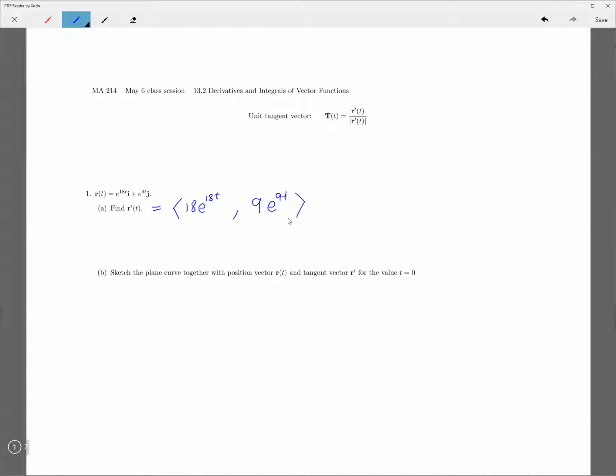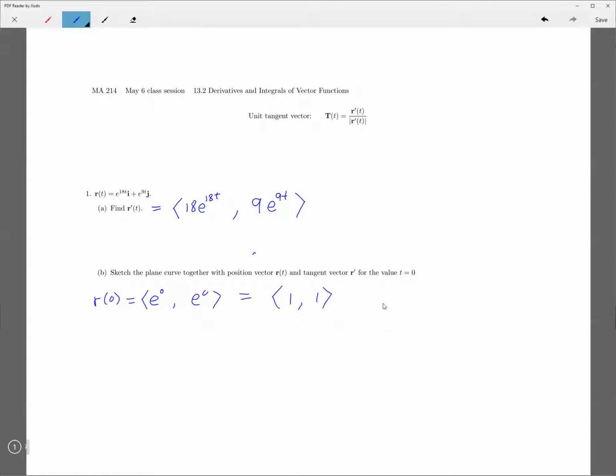Then for part B, it's asking us to sketch the plane curve together with the position vector and tangent vector r prime for the value t equals 0. So when t equals 0, we have r of 0. Basically, you take this right here and set t equal to 0. So this is going to be e to the 0 in the i direction, and then this is going to be e to the 0 also. So that's just going to be 1, 1.